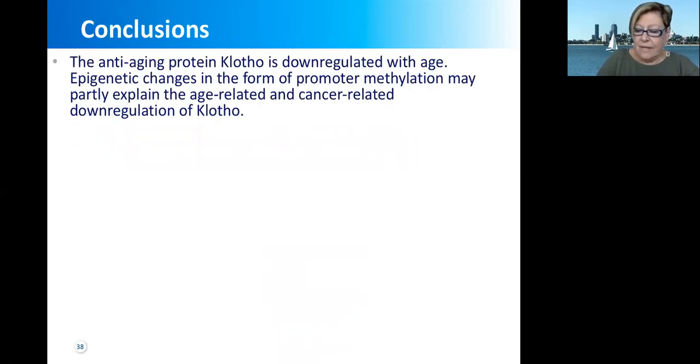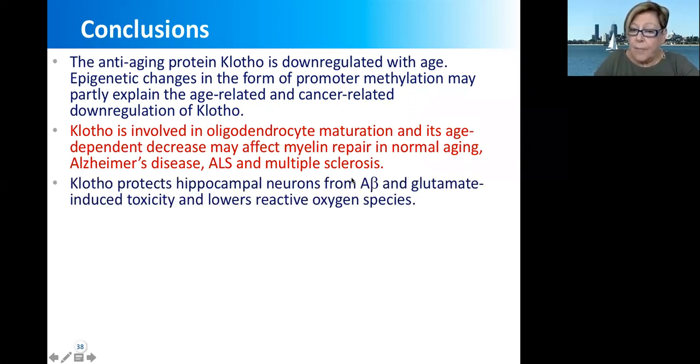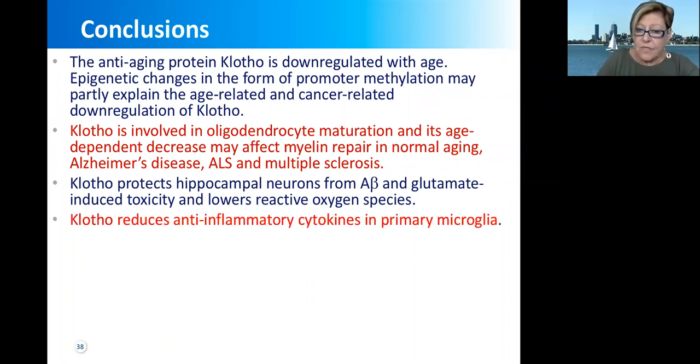So I'm down to conclusions. The anti-aging protein Klotho is downregulated with age. Epigenetic changes in the form of promoter methylation may partly explain the age-related and cancer-related downregulation of Klotho. We published this, but didn't have time to talk. Klotho is involved in oligodendrocyte maturation, and its age-dependent decrease may affect myelin repair in normal aging, in Alzheimer's disease, ALS, and MS. Klotho protects hippocampal neurons from A-beta and glutamate toxicity and lowers reactive oxygen species.